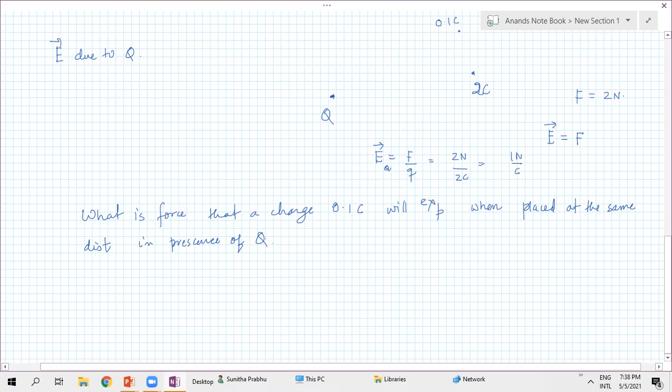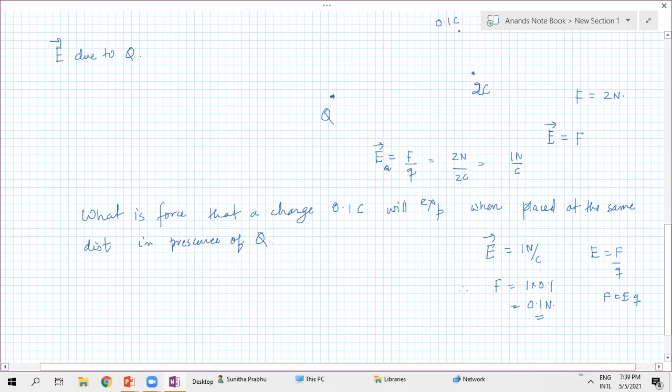It's 0.1 because we already know the electric field is 1. Very good. So you know the electric field is already 1 Newton per coulomb. Therefore, what will be the force experienced? Okay, so you'll say E is nothing but F by Q. So F will be equal to electric field into Q. Electric field here is nothing but 1 Newton per coulomb. And what is the charge that you are placing? Small charge of 0.1 coulomb. Therefore, it is going to experience a force of 0.1 Newton.